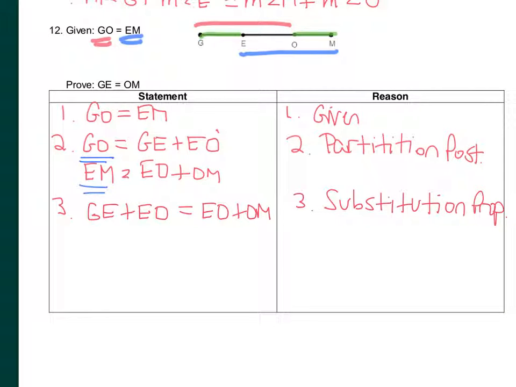Let's look at what we've got now. We happen to have EO in both. And we want to prove GE to OM. If I could just get rid of these guys, then I'll have what I need, GE to OM. I can do that by subtraction. I could subtract out the fact that EO is equal to EO. And what property is that? When something equals itself, reflexive.